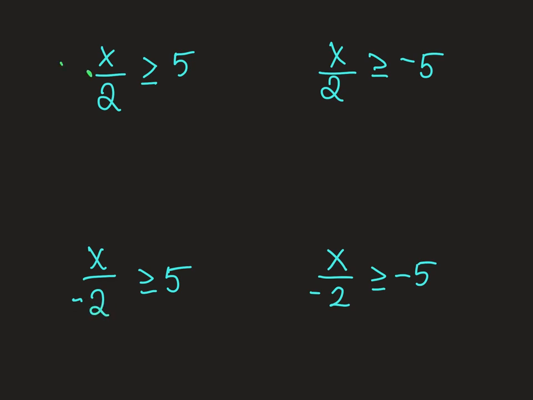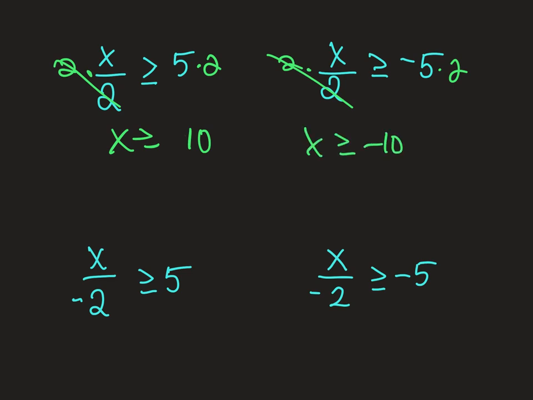So times by 2, no switching. X is greater than or equal to 10, just like we thought that it was going to be. Nothing switches. Over here, x is greater than or equal to -10. Because this guy is positive, but my stuff in green, not switching. Stays greater than, it was greater than, stays greater than.